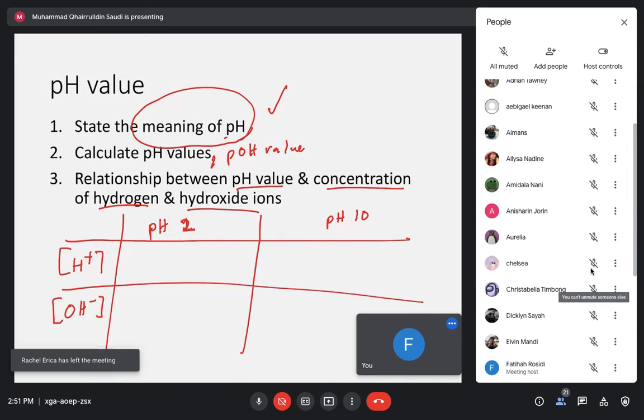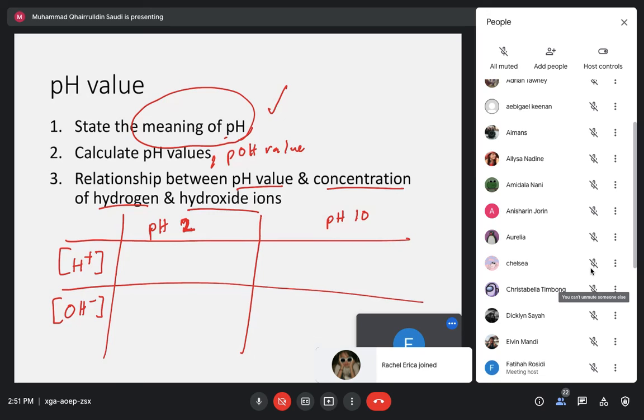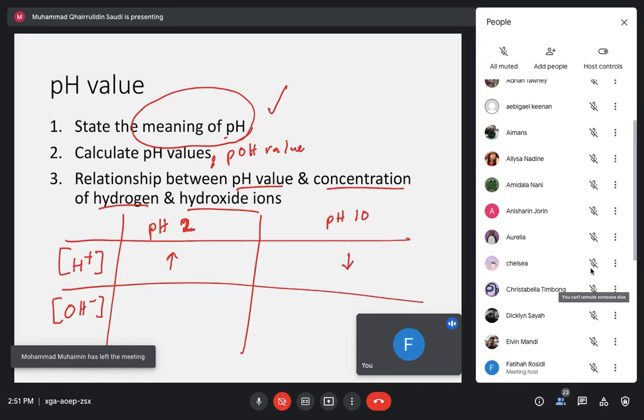Okay, Alisa. Is Alisa here? Okay, good. Kita nak recap sahaja. So, if pH 2 compared to pH 10, how about the concentration of hydrogen ion? Is the concentration of hydrogen ion higher or lower for pH 2? Yes, the concentration of hydrogen ion in pH 2 is higher than the concentration of hydrogen ion in pH 10. Good.